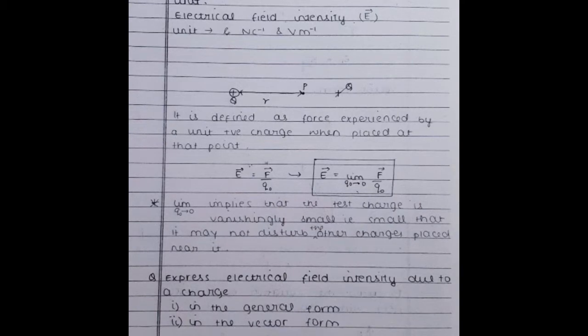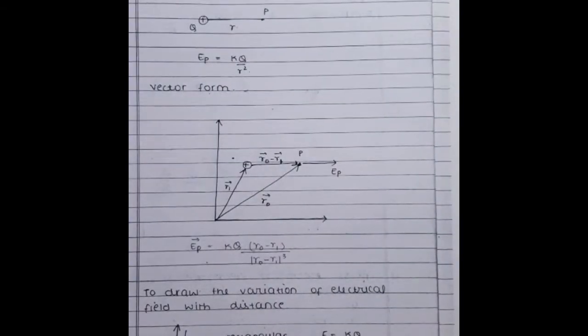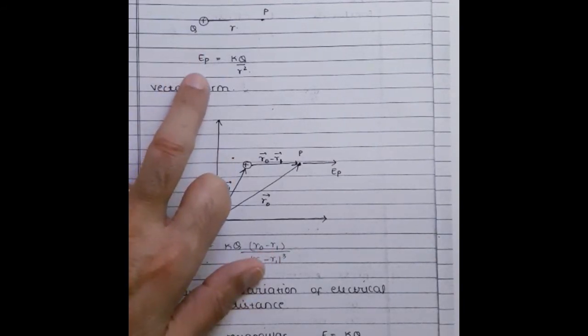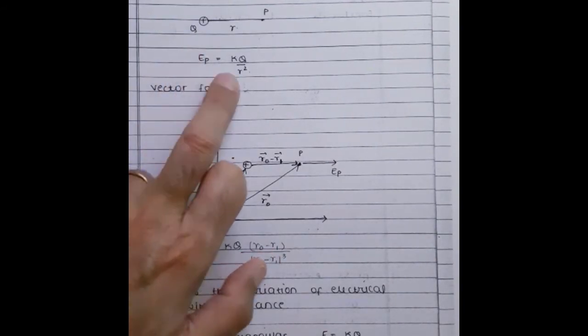Now we start with the second question, which is: express the electrical field intensity due to a charge in two different forms, number 1 in the general form and number 2 in the vector form. So here you see we have expressed the electrical field in the general form.